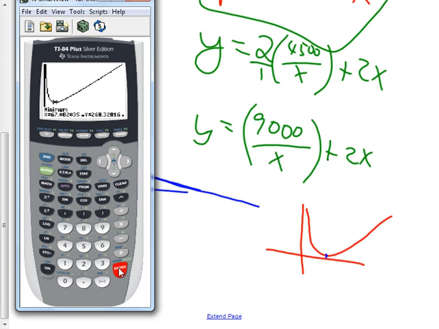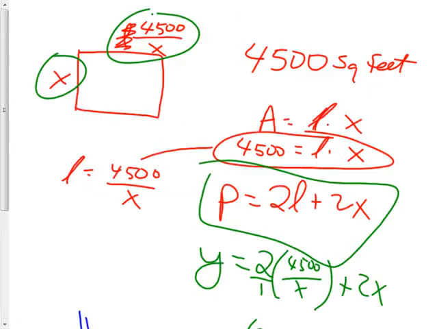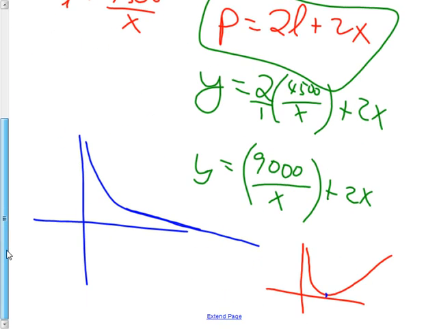Moral of the story: you need to draw a picture. Your picture will be a rectangle probably. You need to label your rectangle as best you can using formulas. Then you'll get this one formula. You'll graph the one formula.